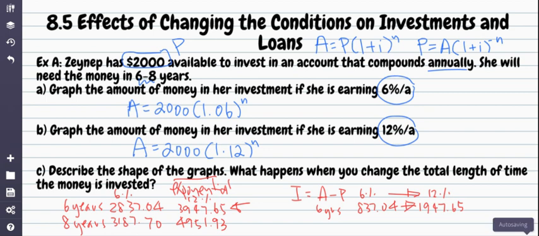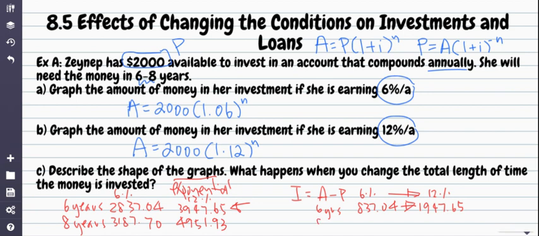So 6 times 2 is 12, but 837.04 times 2 point something, 2.3 or something like that, gives us 1947.65. So we're actually doing better than doubling our money by having a double interest rate.